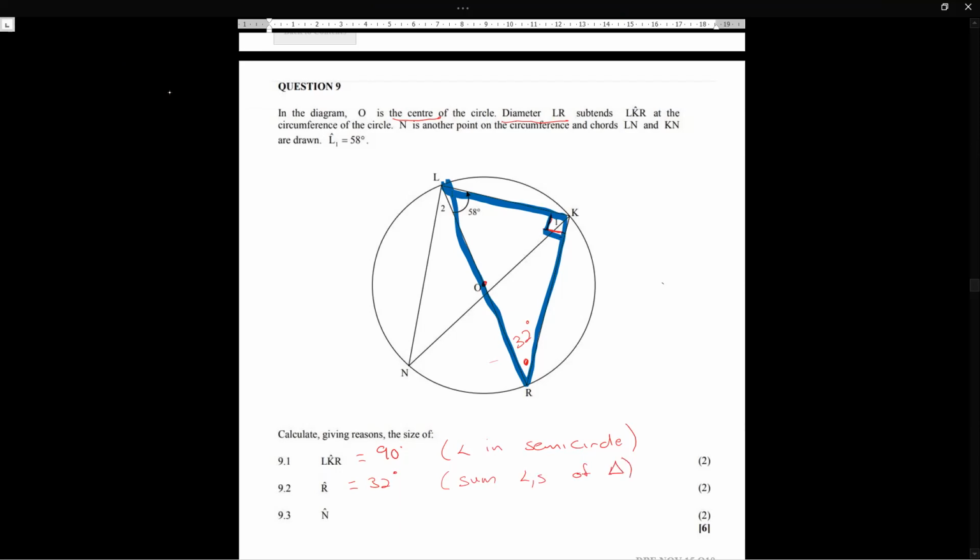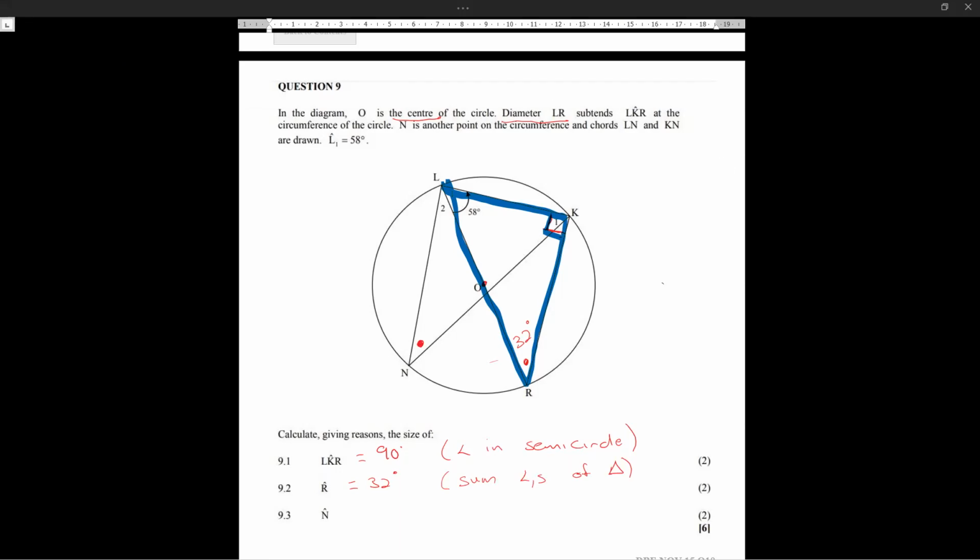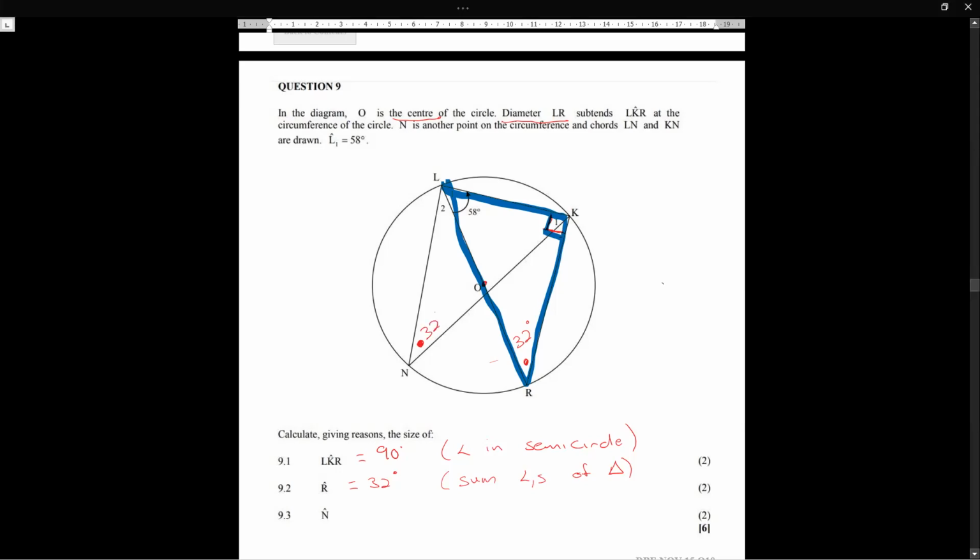Now we come to angle N. If we want to find angle N, we want to work backwards. What is angle N actually equal to? So 32, sir, the same as R. How did you get that so quickly, young man? What's your justification for that? So I think it's the chord center theorem, something like that. You lost the marks. He doesn't know his theorems.